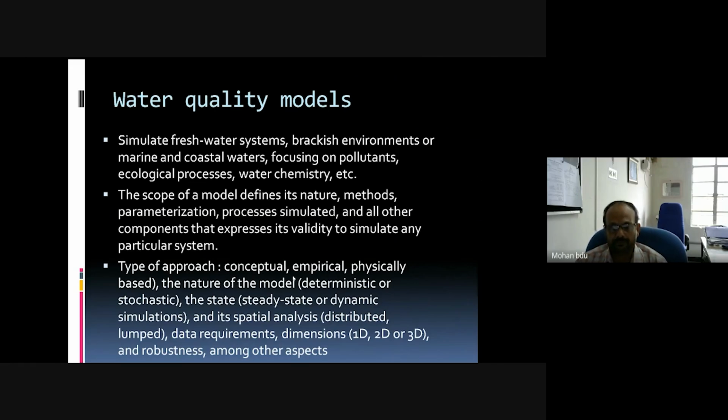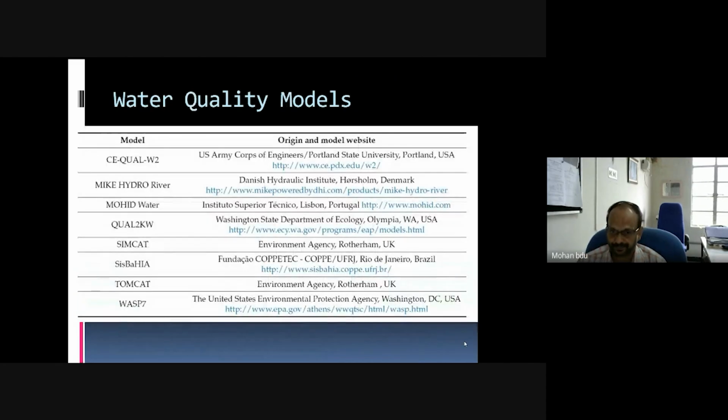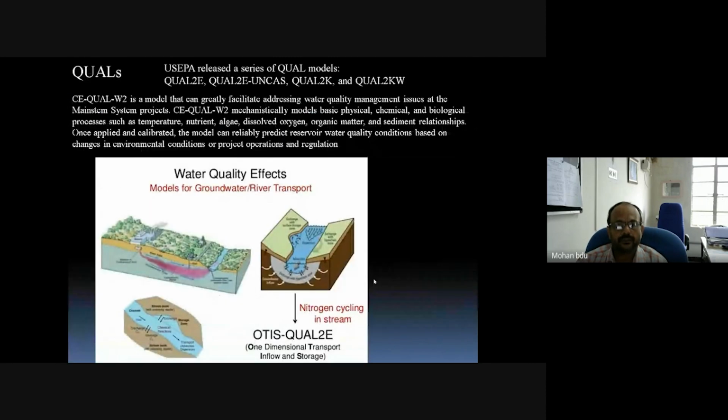For example, whether you need to get it in spatial analysis, or you need 1D or 2D or three-dimensional data. So these are the models that are available to predict the water quality. And then here the most widely used is CE-QUAL-W2, which is developed from the US EPA, and the original model website is there in this slide.